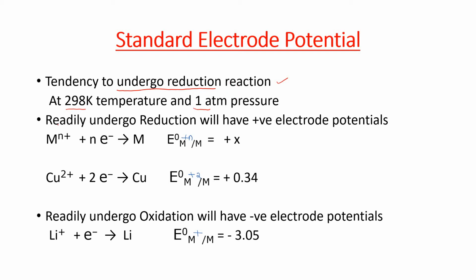You take this example, M^n+ taking n electrons, converting into M. This is actually a reduction reaction. So tendency to undergo, this is which reaction? Reduction reaction. Tendency to undergo reduction reaction is called nothing but standard reduction potential. This value is plus X.